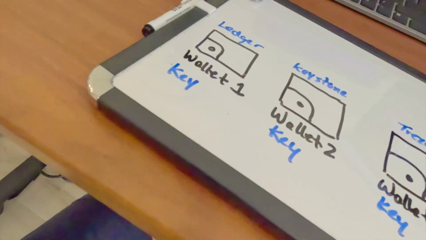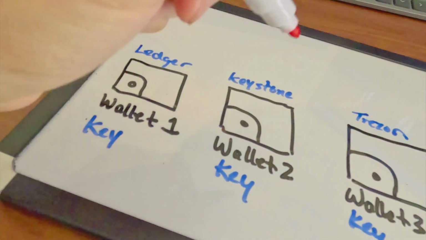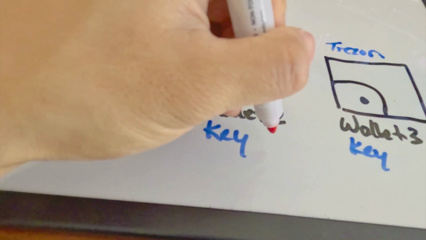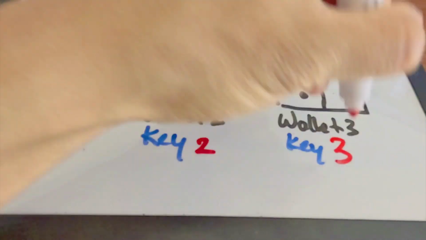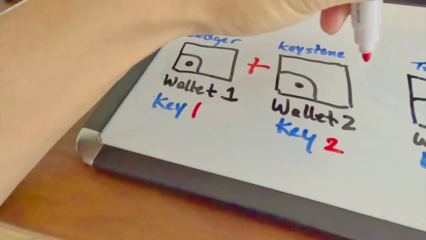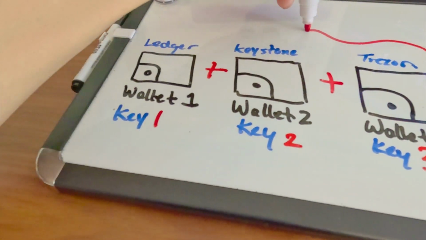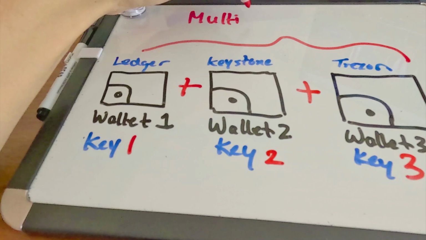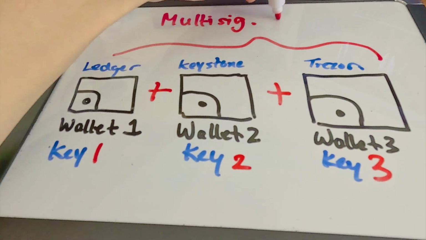So what we have here is 3 wallets, right? Wallet 1, wallet 2, wallet 3. And each of these wallets has its own key. So wallet 1 would have key 1, wallet 2 key 2, and wallet 3 would have key 3. So what will happen is that with these 3 wallets and with these 3 keys, you actually go ahead and combine them. So we're just going to add plus signs, and these 3 keys will form what you call the Multisig wallet. So this would be the Multisig wallet with the Multisig key. So that is what they mean when they say Multisig.